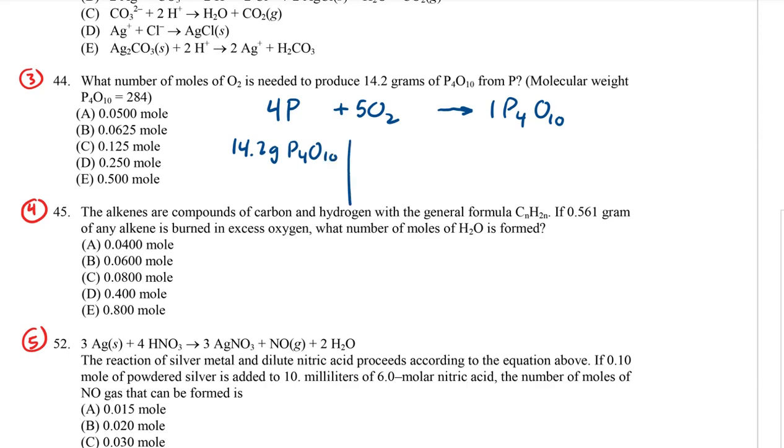There's no mention of how much phosphorus we have, so we can assume that there's plenty of phosphorus around. It's not going to run out or anything. And we want to see if we can get from grams of P4O10 to moles of oxygen. Well, according to this reaction equation, we've got a ratio that's going to let us connect those two things, the oxygen to the phosphorus, or P4O10 there. We have a 5-to-1 ratio, so we're good to go on that.